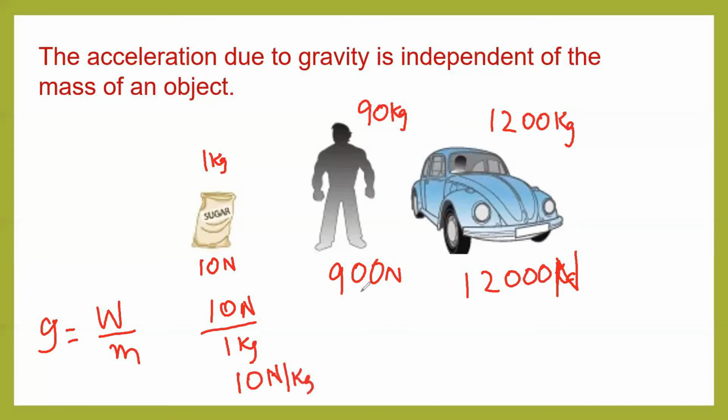Now I can try here for the person. So weight of the person is 900 newtons, and 900 newtons divided by 90, and I'm going to get again 10 newtons per kilogram.